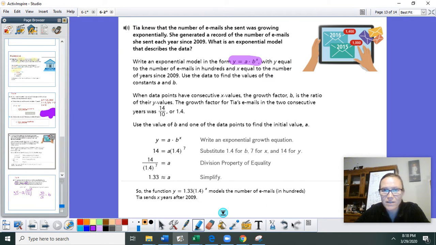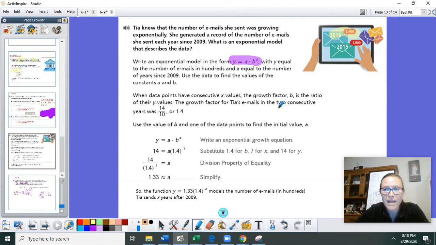In this particular example, Tia has some emails in 2009 and they're saying that the rate is going to increase exponentially, or the number of emails was growing exponentially. And so she looks and she says in 2016, she has 1,400 emails, and in 2015, 1,000.